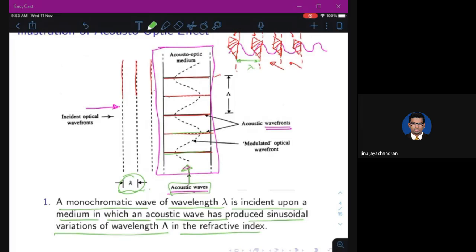And this will produce a change in refractive index, and the change in refractive index is directly proportional to the amplitude of the acoustic wave. So wherever you have maximum, you will have maximum refractive index. Wherever you have minimum, you have minimum refractive index. So basically it follows some kind of a wave. Okay.